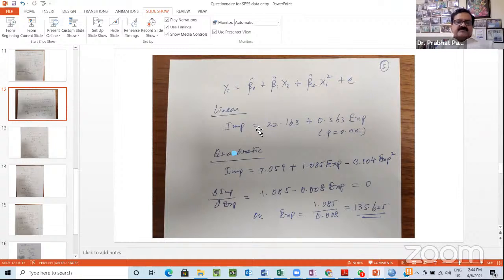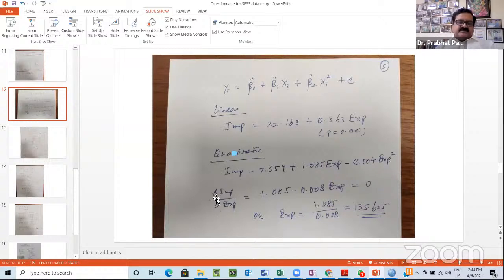The quadratic equation is here, compared to the linear equation. So the equation is 7.059 plus 1.085 expenditure minus 0.004 expenditure square. So that's what the equation is.